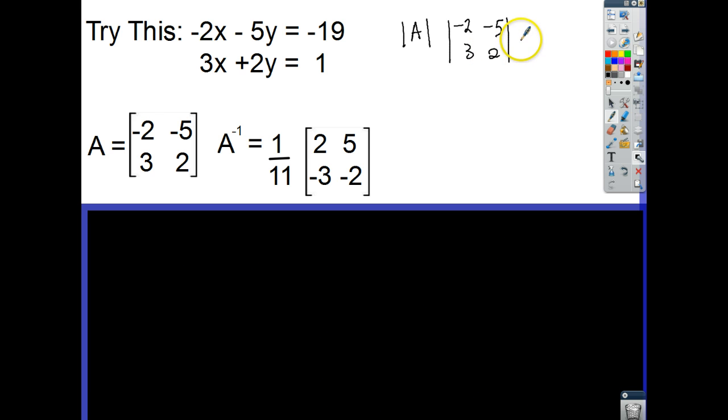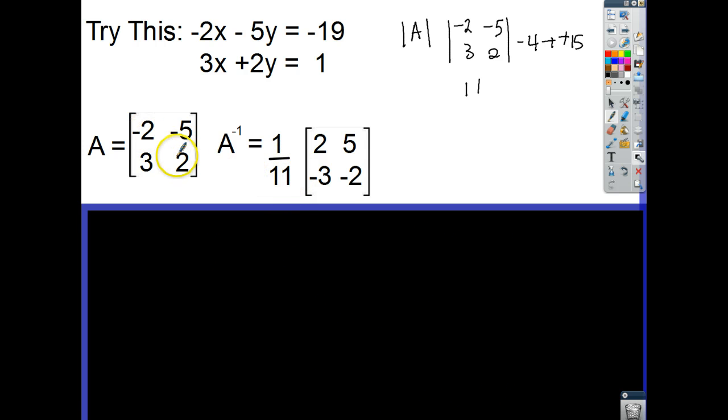Multiplying going down, -2 times 2 is -4. It's always subtract. Multiply going up, 3 times -5 is -15. When we have minus a negative, it's plus a positive, so it's going to give us 11. So that's what went down here, the determinant of A.